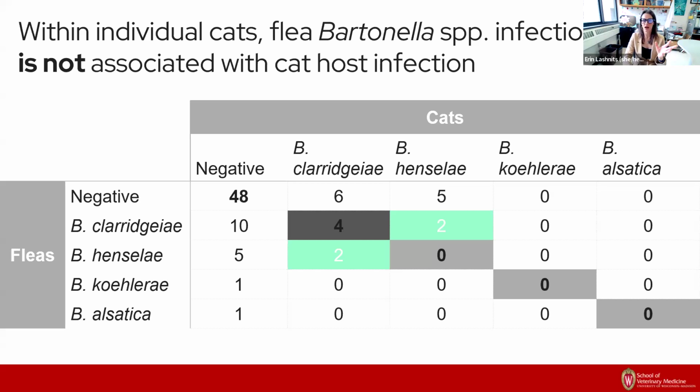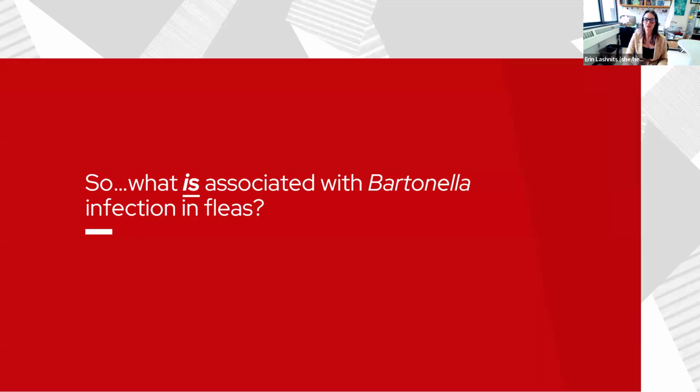And then I'll point out that these are the ones that are concordant. So 4 cats and fleas where both the cat and the flea had Bartonella clarridgeiae. There were also some that had different species. So a cat may have had Bartonella clarridgeiae where the flea had Bartonella henselae. Interesting, but not very common. And so looking at this table, it seems that it isn't necessarily a good predictor of whether the flea is going to be infected just to know whether the cat is infected.